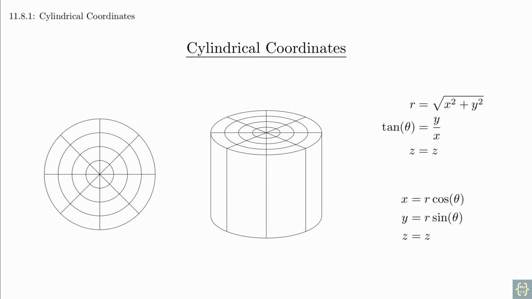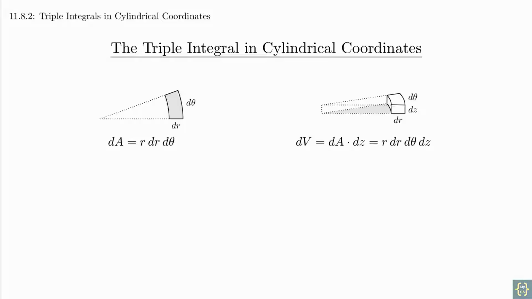To go from cylindrical to rectangular, we use x equals r cosine theta, y equals r sine theta, and the z is unchanged. Setting up a triple integral in cylindrical coordinates requires us to get the volume element dV in terms of the variables r, theta, and z. Fortunately, we can use a general property of volumes to calculate dV. When you have a shape where the volume is created with constant cross-sections, then the volume is the area of the cross-section multiplied by the thickness. We know the cross-sectional area from polar coordinate integrals, so we multiply that by dz to get that the volume element is r dr d theta dz.